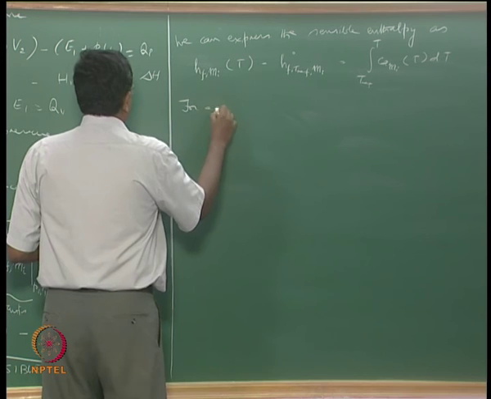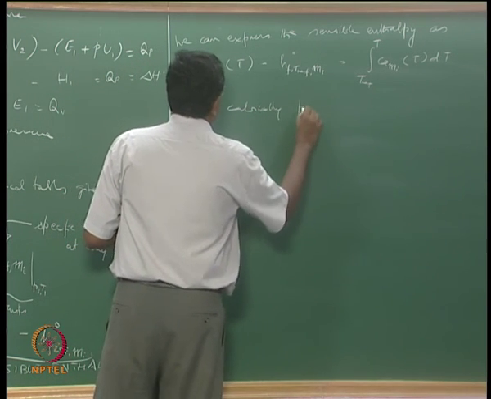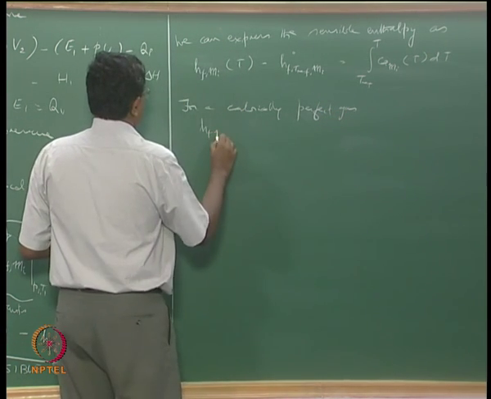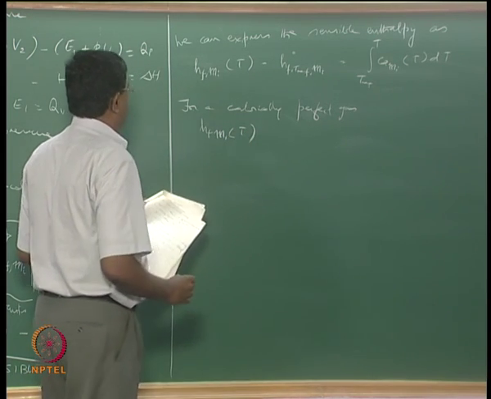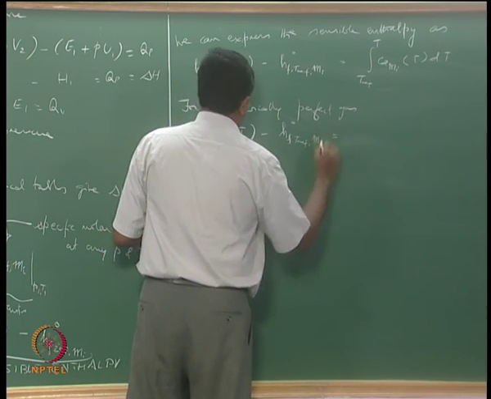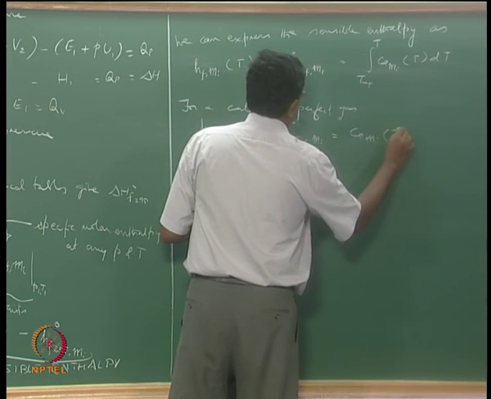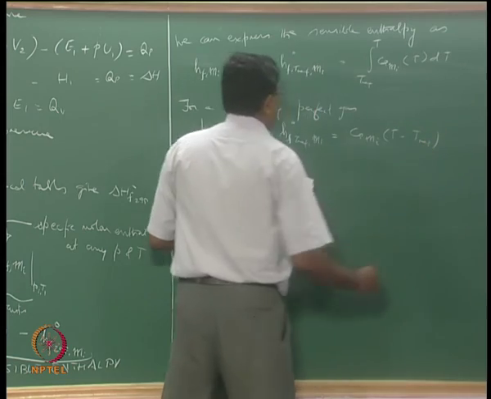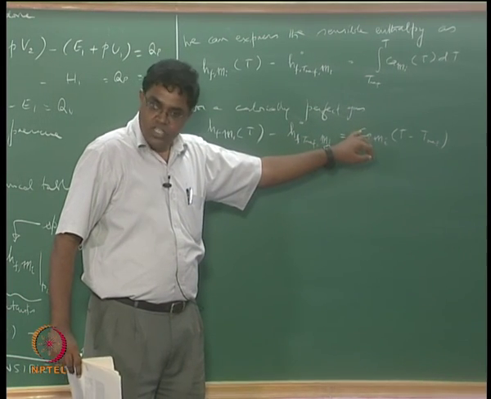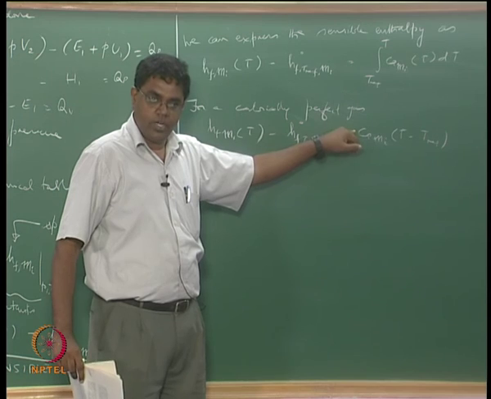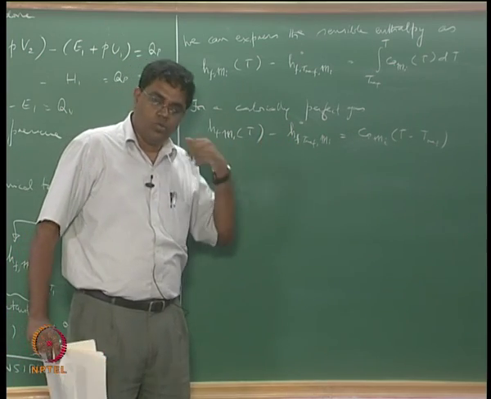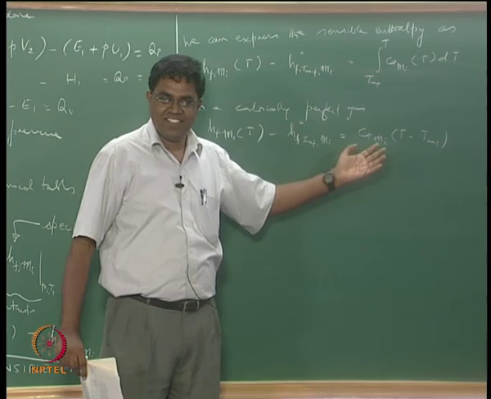For a calorically perfect gas, we can write this further as h_f,i(T) minus h_f,i^0(T_ref) equals Cp,i times (T minus T_ref). Now I want you to note that for the first time we are recognizing that each and every species may have a different Cp than the other. So Cp is actually species specific. Keep this in mind, it is going to haunt you for the rest of your lives if you are doing combustion.